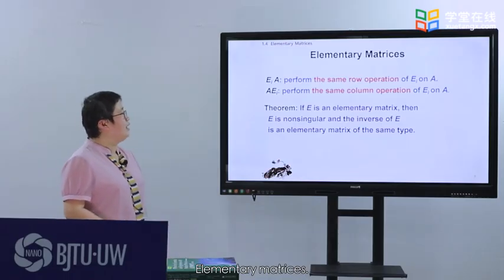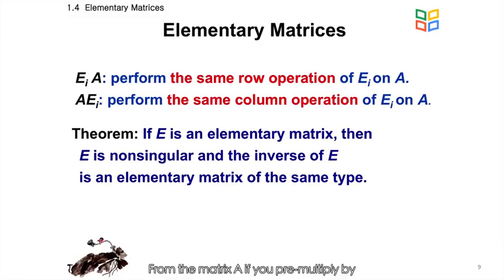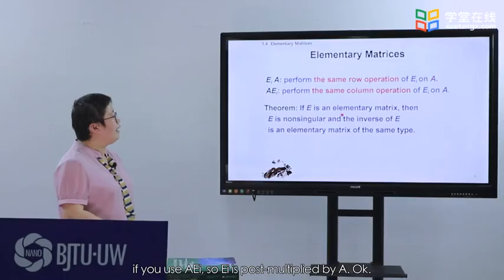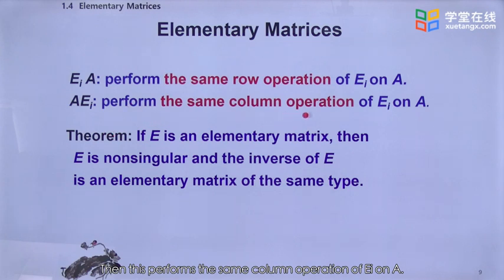Elementary matrices: from the matrix A, if you pre-multiply by Ei, then this matrix multiplication in fact performs the same row operation of Ei on A. And if you use A times Ei, so Ei post-multiplying A, then this performs the same column operation of Ei on A.